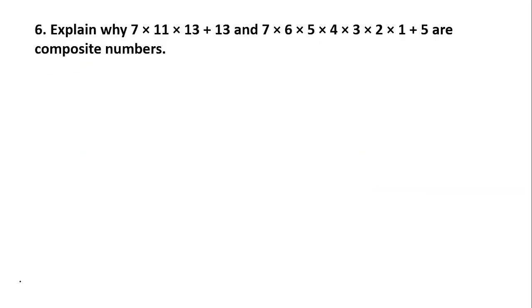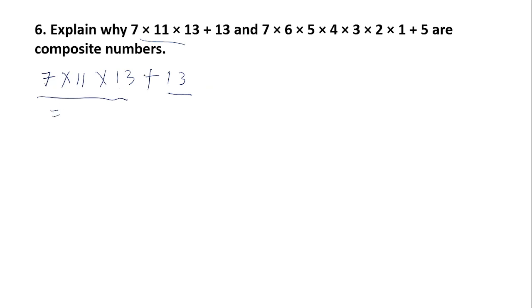Next, explain why 7 into 11 into 13 plus 13 and 7 into 6 into 5 into 4 into 3 into 2 into 1 plus 5 are composite numbers. So let us check the first, 7 into 11 into 13 plus 13. This is a term and this is another term. There are two terms in this expression.